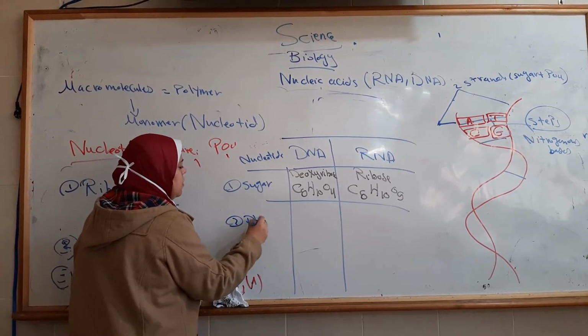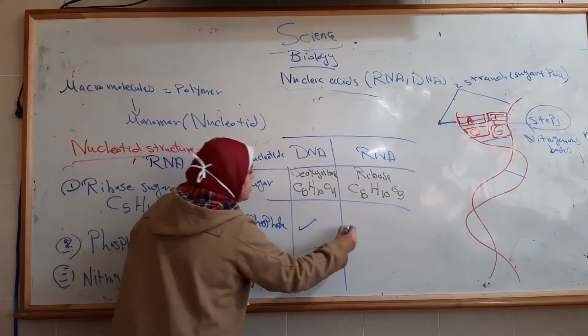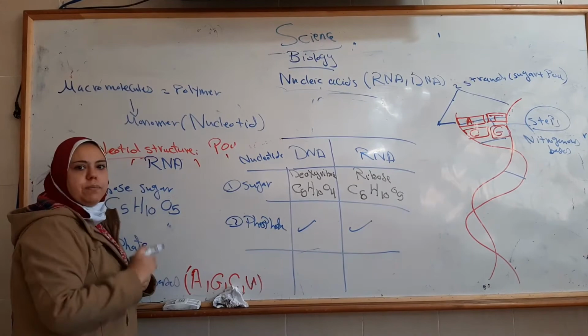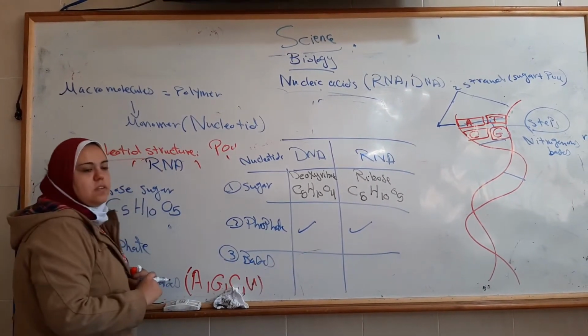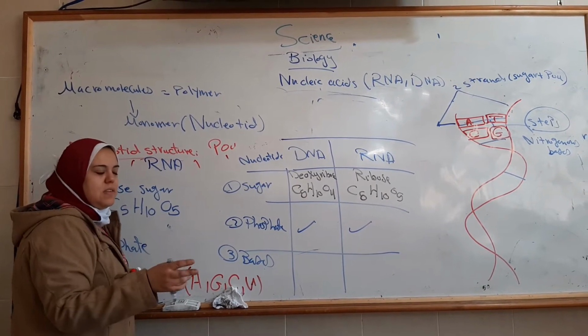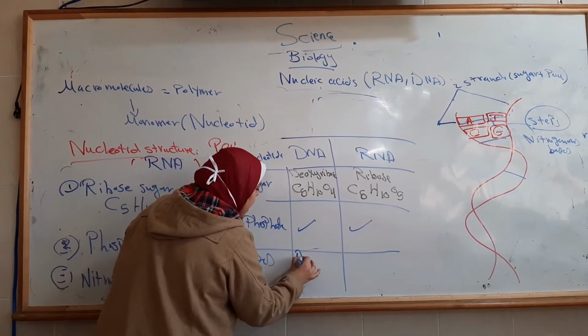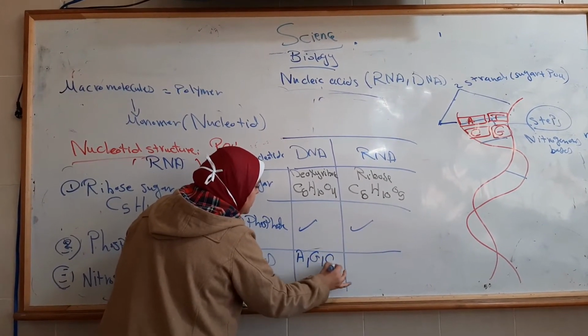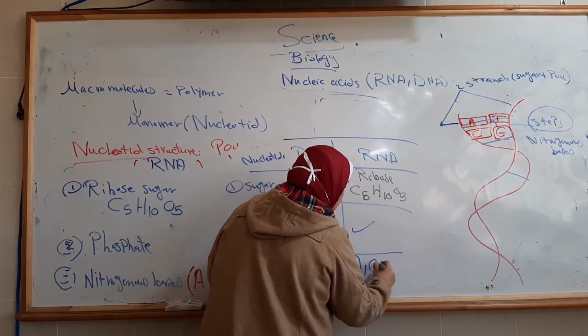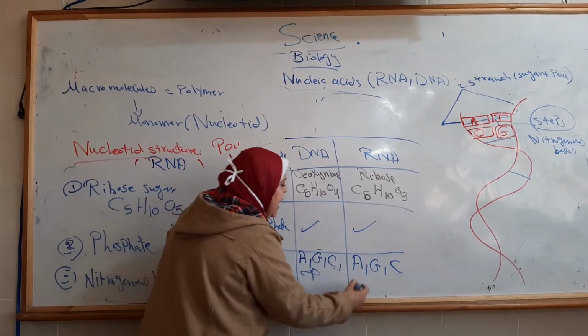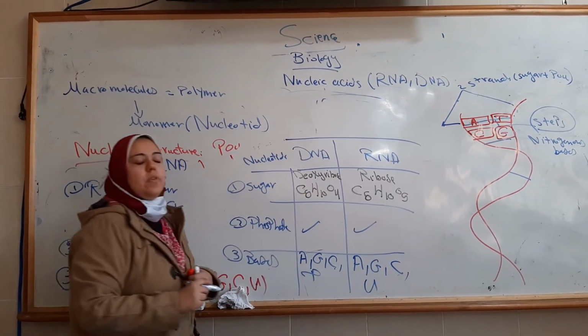Number 2, phosphate. Present in both, no difference. Number 3, bases, nitrogenous bases. Here in DNA: adenine, guanine, cytosine, and thymine. Here in RNA: adenine, guanine, cytosine, and uracil.